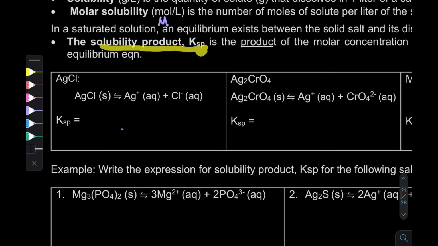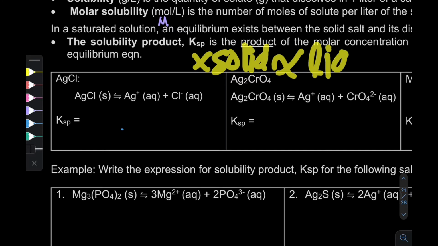So, we're gonna talk about aqueous lah. But we do not want solid. We do not want our liquid. Okay. So, how to write it down?